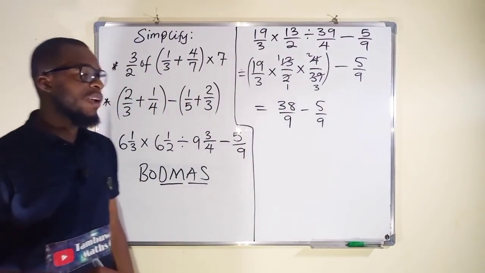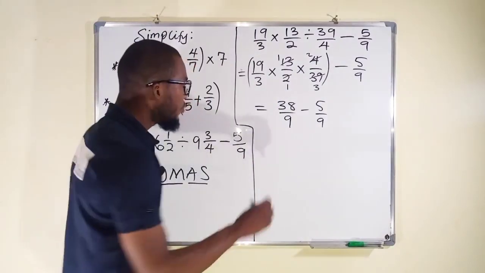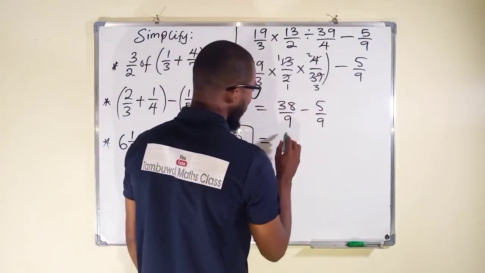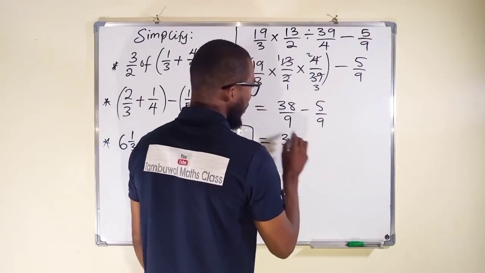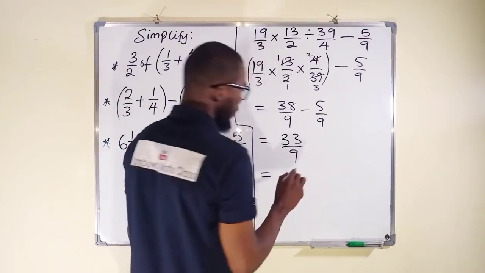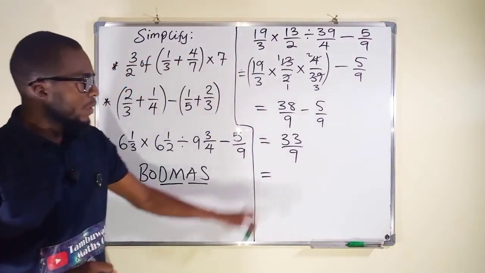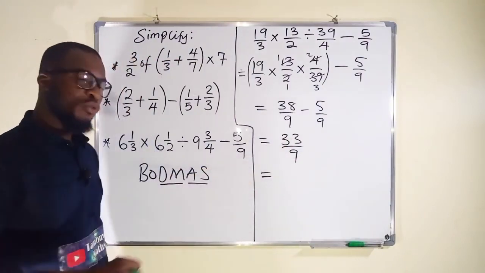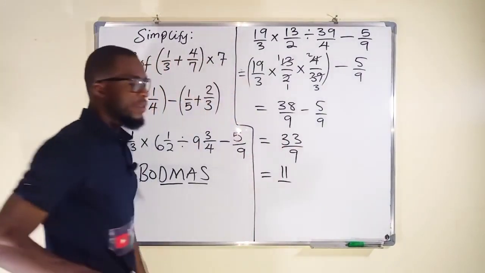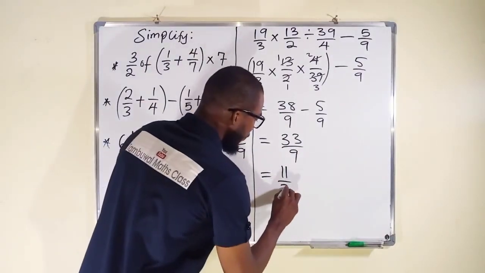38 over 9 and 5 over 9 have the same denominator. We are free to subtract the numerator. 38 minus 5 is 33 over 9. 3 can go into 33 11 times. 3 can go into 9 3 times.